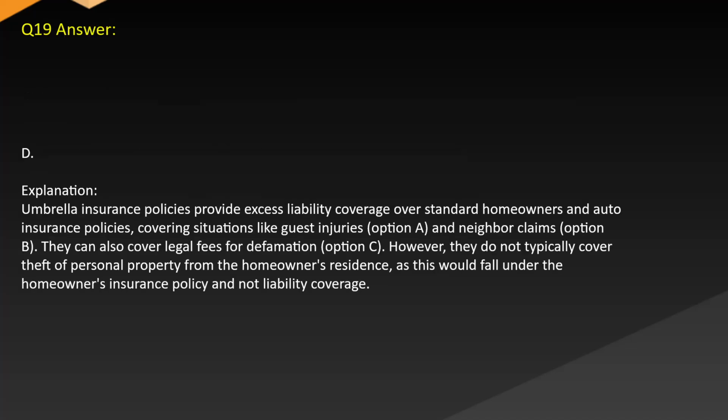Answer D. Explanation. Umbrella insurance policies provide excess liability coverage over standard homeowners and auto insurance policies, covering situations like guest injuries, option A, and neighbor claims, option B. They can also cover legal fees for defamation, option C. However, they do not typically cover theft of personal property from the homeowner's residence, as this would fall under the homeowner's insurance policy and not liability coverage.